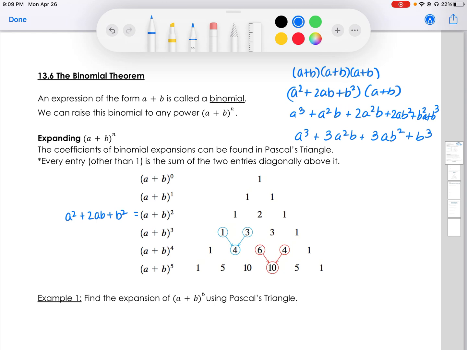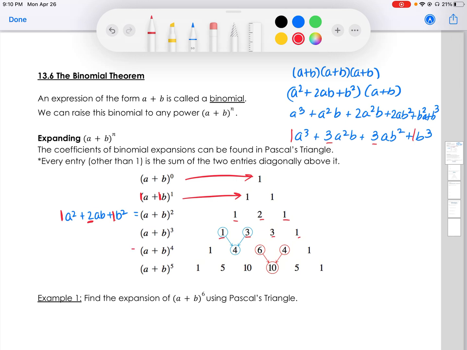All right, so that's for our third one. We could keep going, but obviously it's going to get very, very long. What's interesting to note, though, is the coefficients. We know anything to the 0 power is 1. These both have coefficients of 1. These have 1, 2, 1. These have 1, 3, 3, 1. And we notice that it's starting to form a pattern.